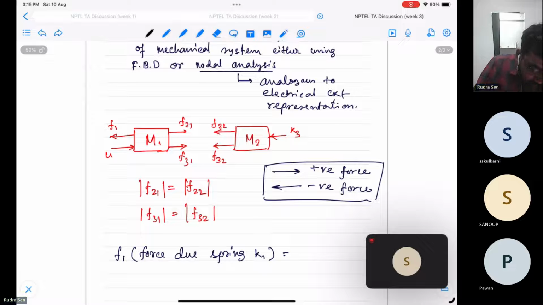F21 is the force exerted on m1 due to spring k2. So what is the displacement for this case? For the k2 case, what is the displacement? The displacement is basically x2 minus x1, right? This is the displacement for this k2 case, because for the k1 case the displacement is only x1.